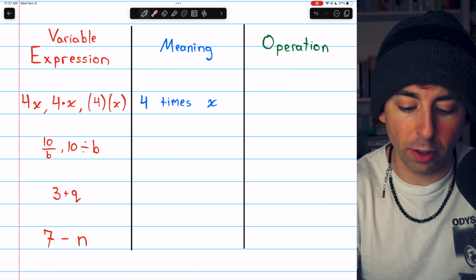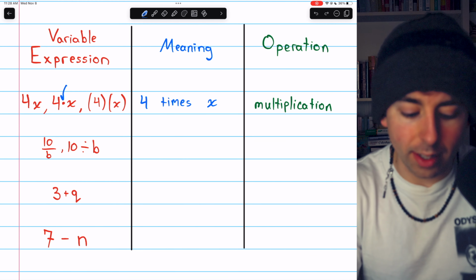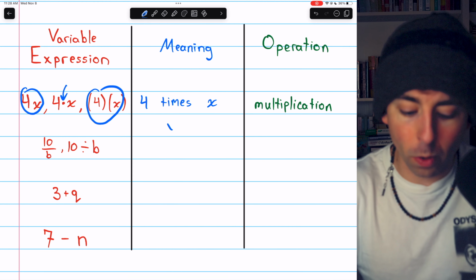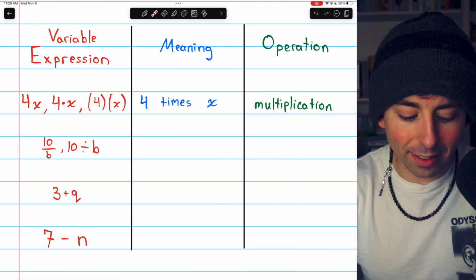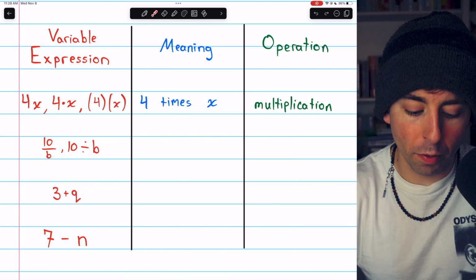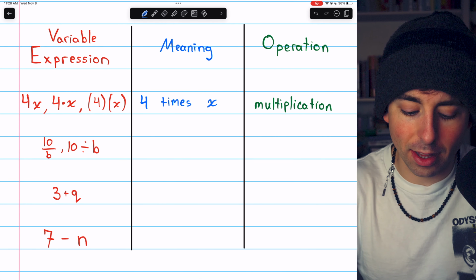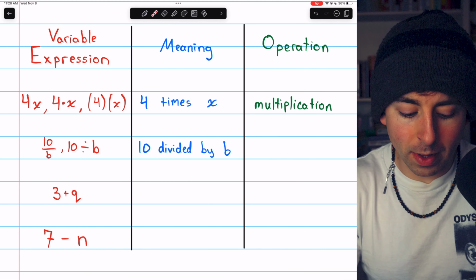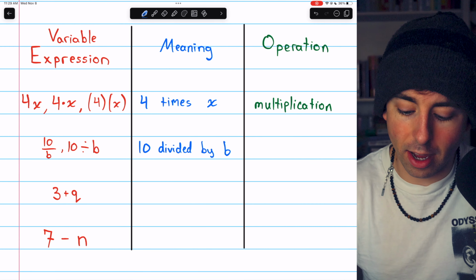So what operation is being used here? It is multiplication. Of course, we want to start using these different notations for multiplication so that we don't confuse the old multiplication sign for a variable. So get used to life with this dot. In the next example, we're looking at 10 over b, which is the same as 10 divided by b, and that is the meaning, 10 divided by b. It's important to know that fractions are just another way of writing division. That is the operation here.